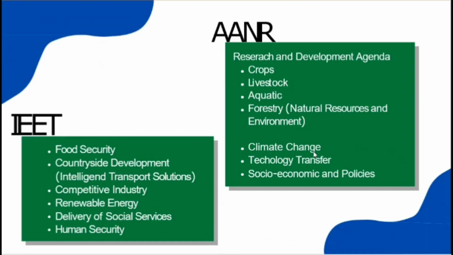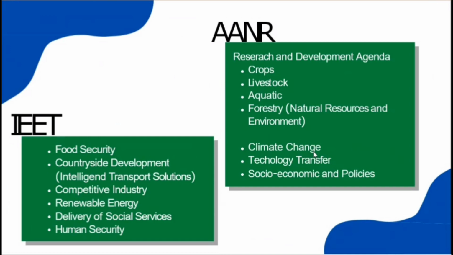Next is Industry, Energy, and Emerging Technology. It focuses on some innovations and risks in our national lives. Examples of it are food security, countryside development, competitive industry, renewable energy, delivery of social services, and human security.